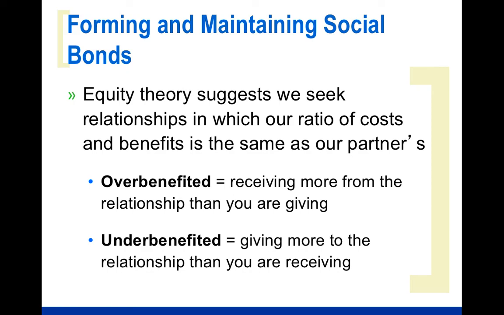If you're under benefited, you're giving more to the relationship than you're receiving. You're the one that's always there for the other person. You're the one that doesn't forget anniversaries. You're the one that always buys gifts and presents and praises the other individual and supports them.